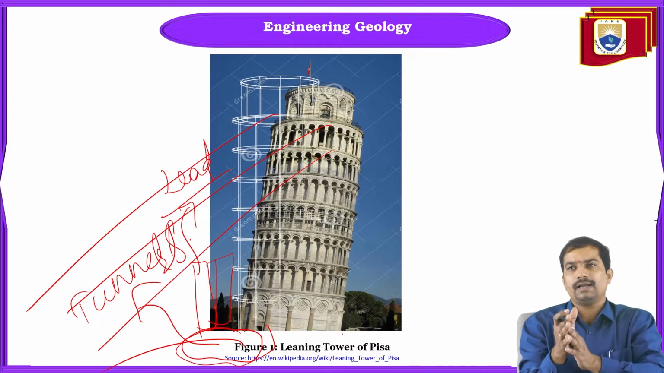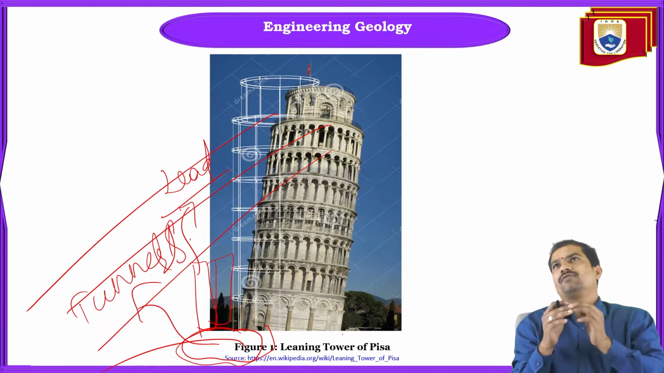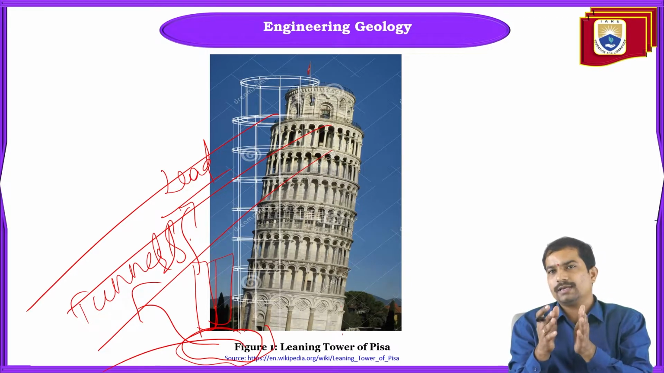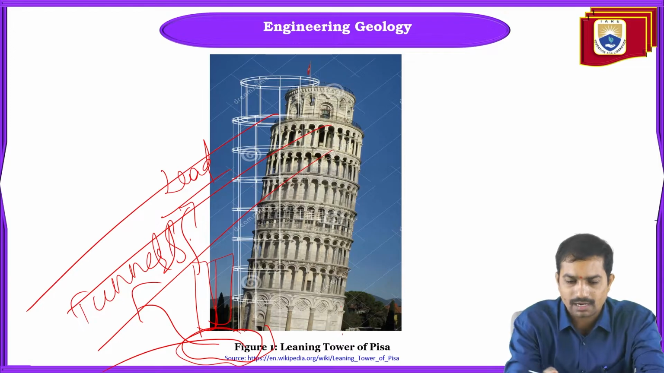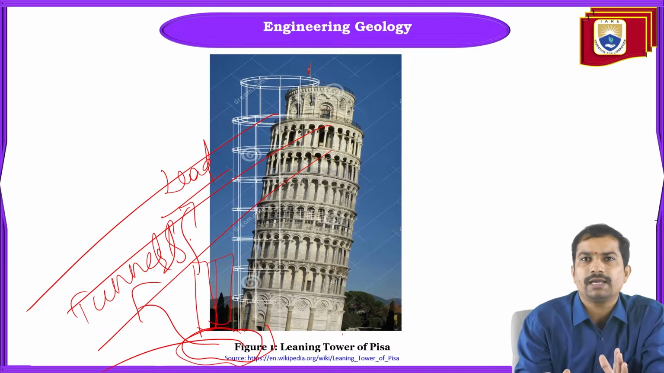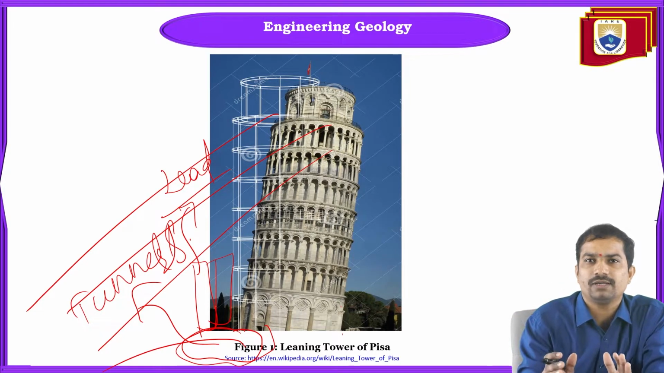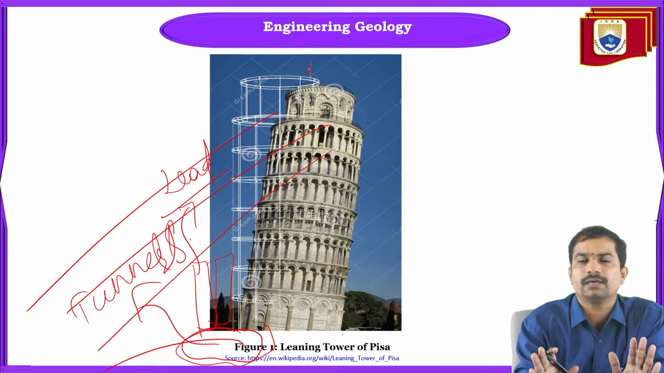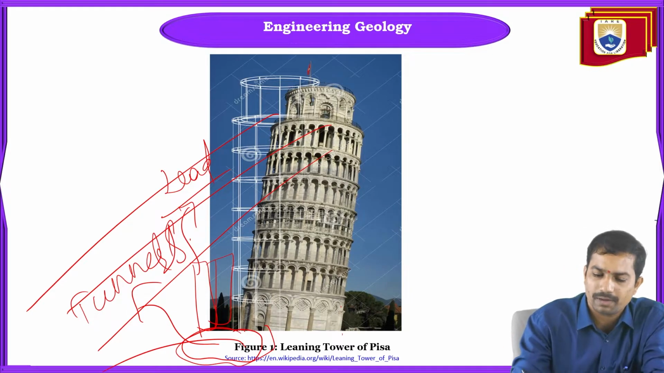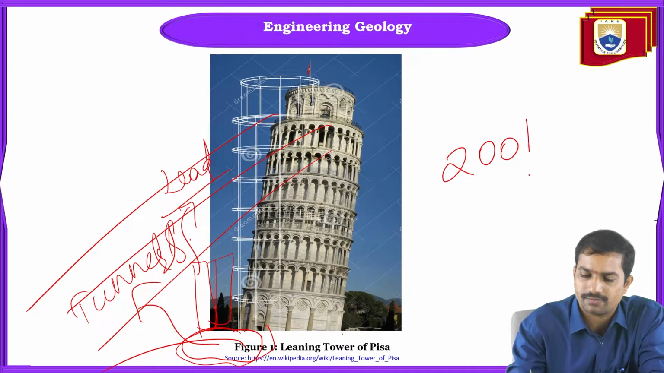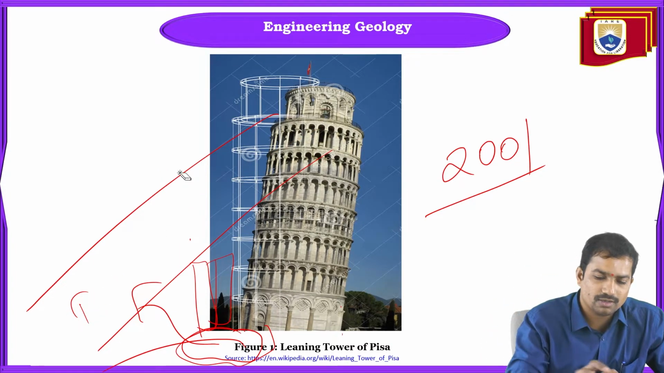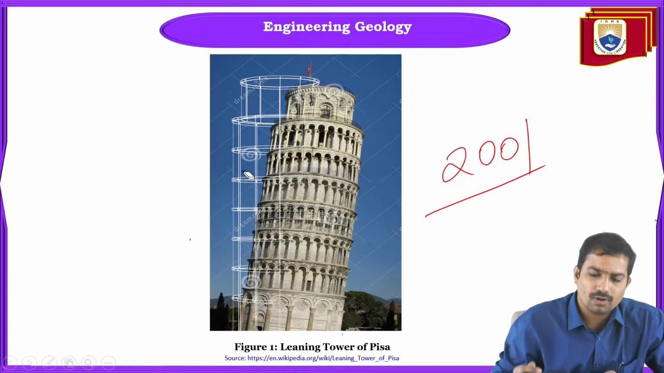But at the end, after continuous 10 to 12 years of hard work, they were able to make it straight up to 1.7 degrees or so. The structure is still somewhat tilted, but it is safe, and it was opened to the public in the year 2001. So I have given such a long piece of information. So what was the need?